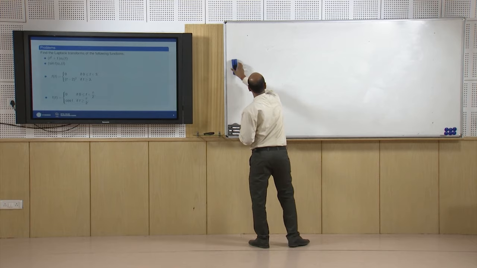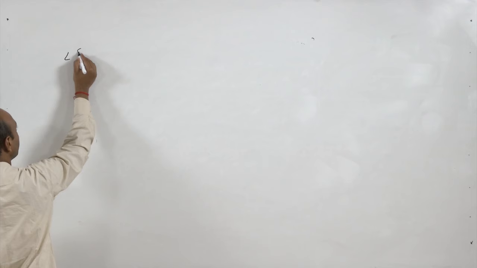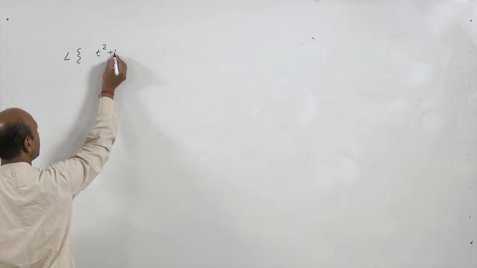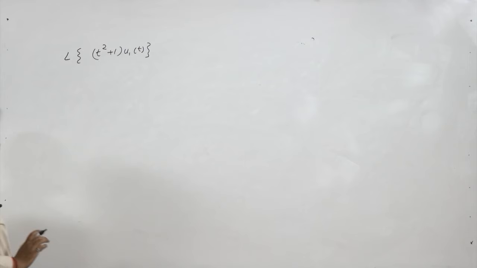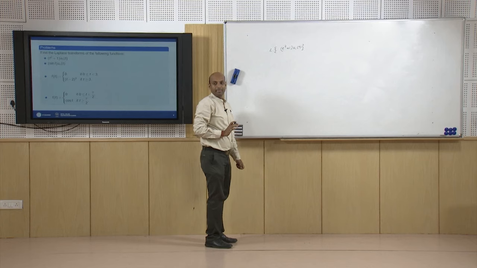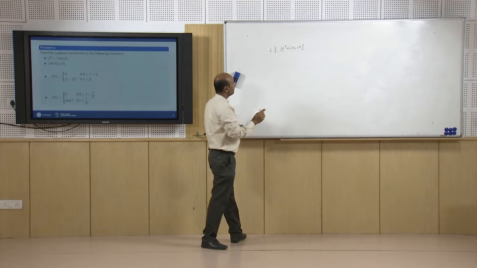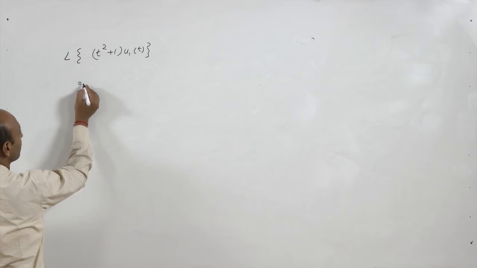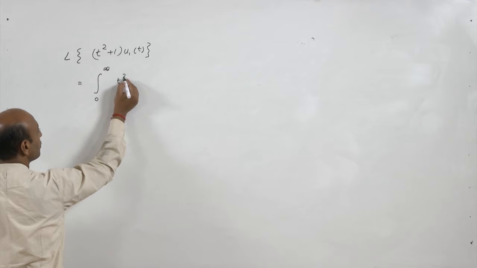Laplace transform of t square plus 1 into u 1 t. Now, there are two ways to solve this problem. Either you apply the definition of Laplace transform. By definition of Laplace transform, it is nothing but 0 to infinity t square plus 1 u 1 t into e to the power minus p t dt.